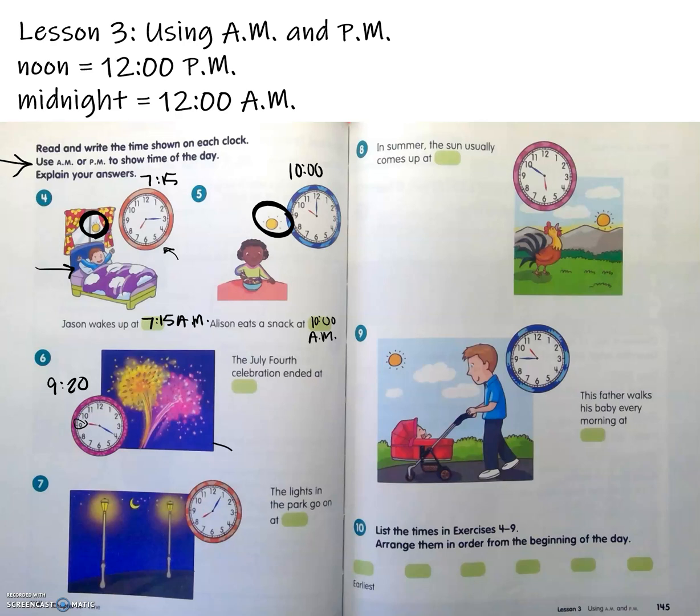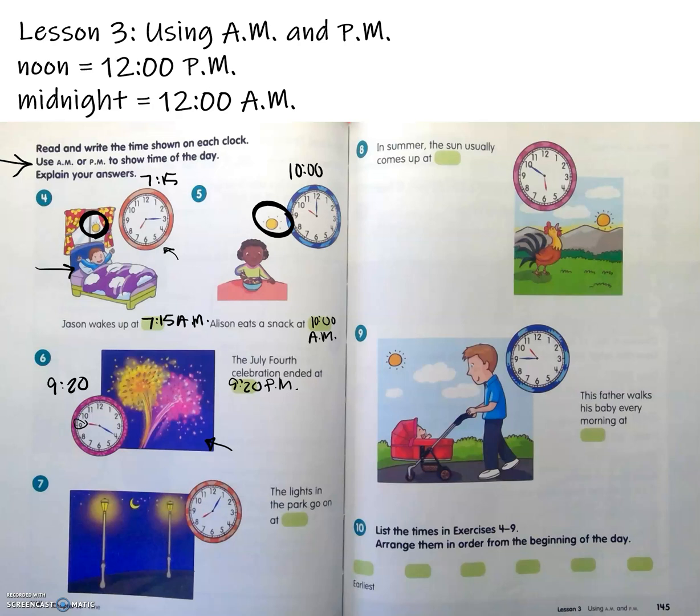Based off of this picture, the sky is dark. And the thing here says July 4th, celebration ended at blank time. Well, let's think about it. I know that the 4th of July usually shows fireworks at night. I've never seen them during the day because you probably can't see them very well with the sun. So its celebration probably ended at 9:20 p.m.